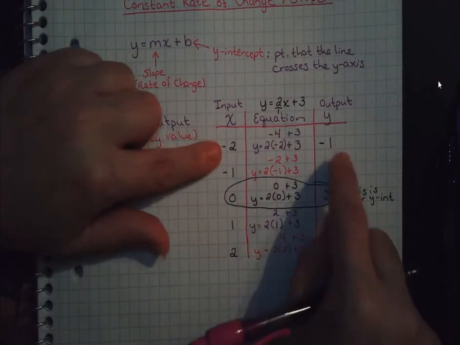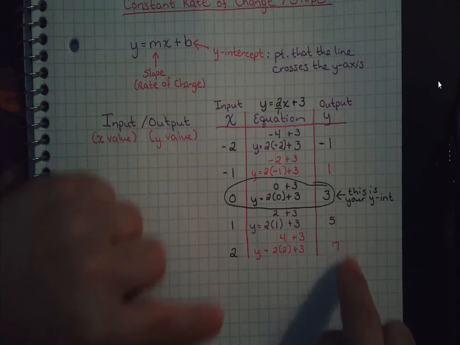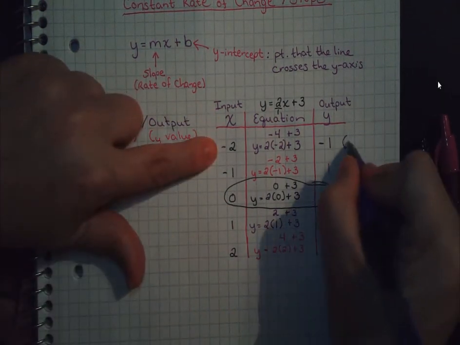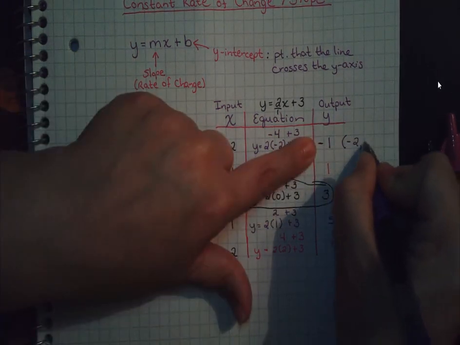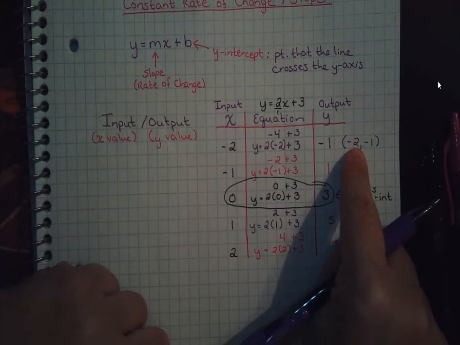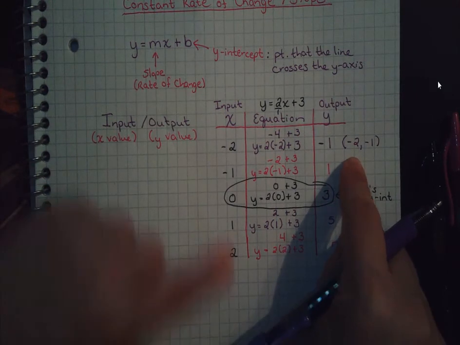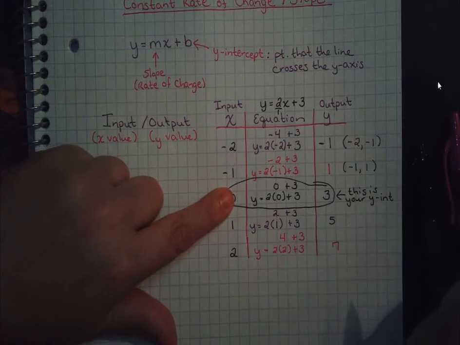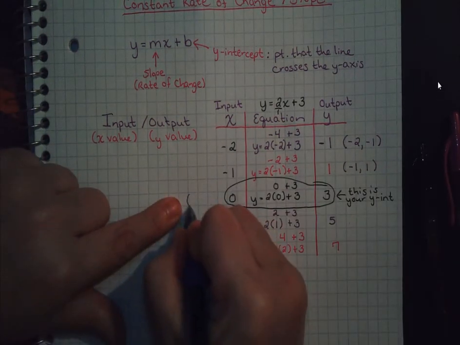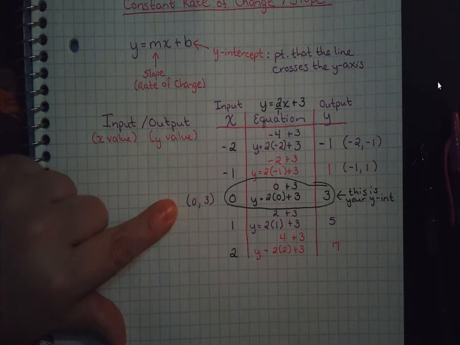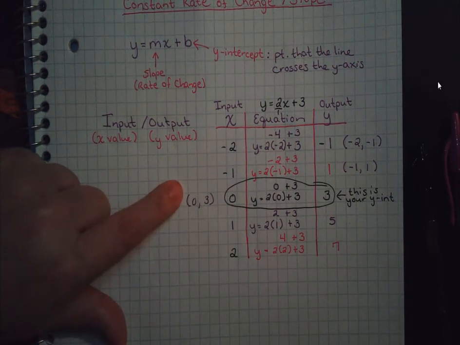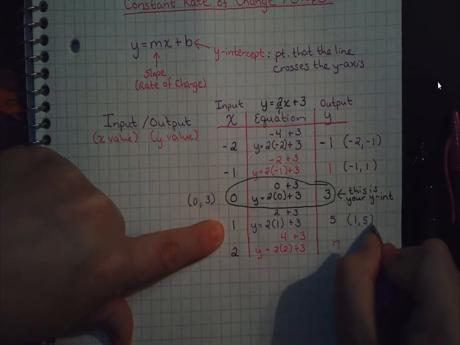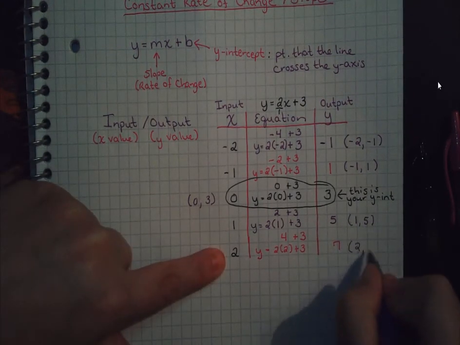Now remember, these numbers give you your ordered pairs that you graph. So remember, x is always first. So -2, -1. That's your coordinate. That is what you would graph. And then this one is -1, 1. This one I'm going to write over here. So 0, 3. It's special. That's my y-intercept, so it's going to be over here by itself. This one is 1, 5, and this one is 2, 7.